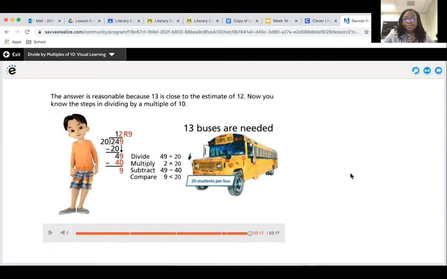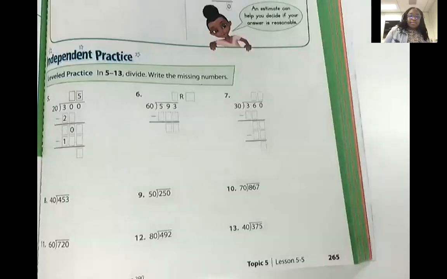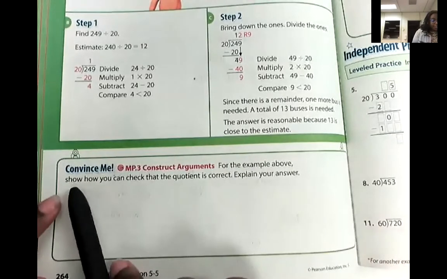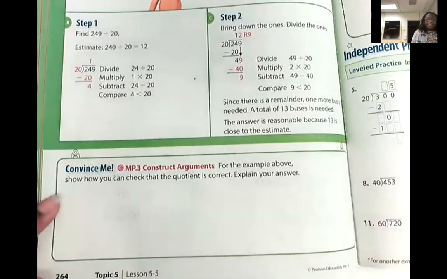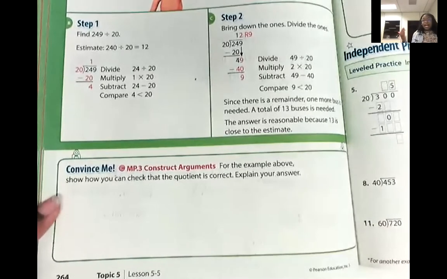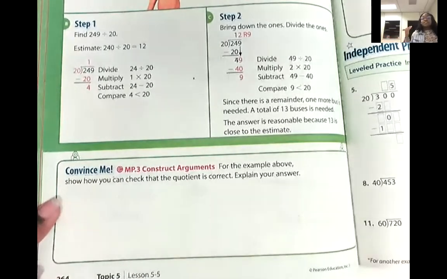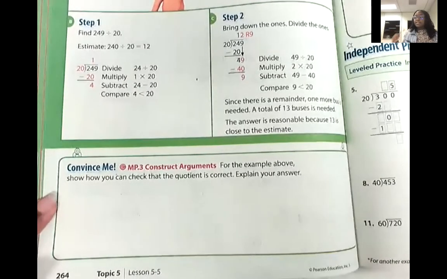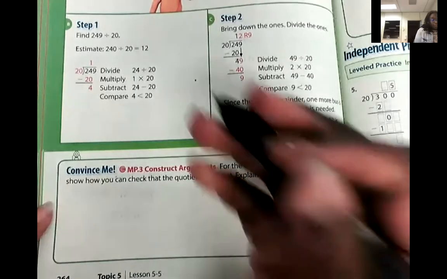Awesome. Okay, so now we are going to go on to the second part on page 264. Let me reshare this out. 264. The Convince Me. It says, for the example above, show how you can check that the quotient is correct. Explain your answer. So please do not forget that the way that we can check our division is by doing the opposite of division. So what's the opposite of division? Multiplication. So the way that we check it is we multiply the quotient without the remainder times the divisor. Okay, so we do quotient times divisor.